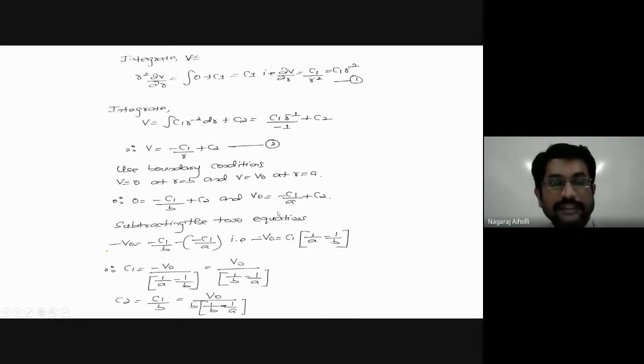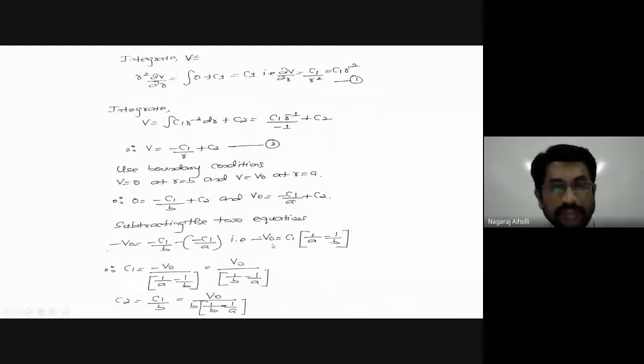Then in the second equation, substitute V equal to V naught, which is minus C1 by a plus C2. Subtract these two equations. Subtracting one from another, we get 0 minus V naught on the LHS, so it will be minus V naught. Then here, minus C1 by B plus C2, minus of minus C1 by A. Minus C1 by B minus of minus C1 by A, and C2 minus C2 will be 0.